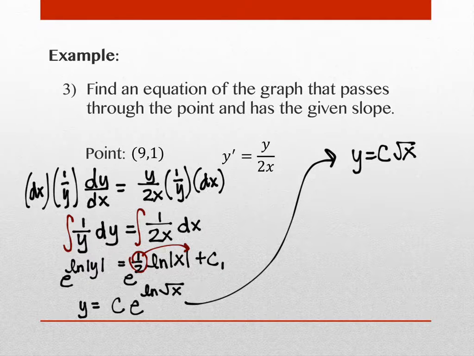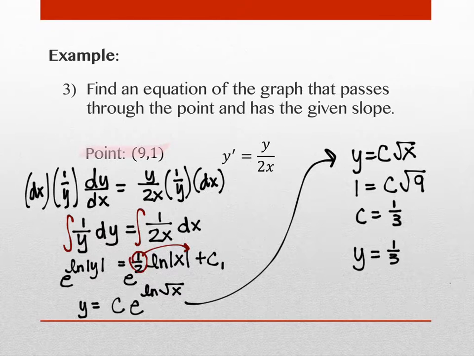But we're not quite done because the whole point was that we have a point given. And that point that's given allows us to find c. So y is 1, x is 9. What's c? 1/3. Square root of 9 is 3. We'll divide the 3 to the other side. c is 1/3. So my particular solution is y equals 1/3 square root of x.